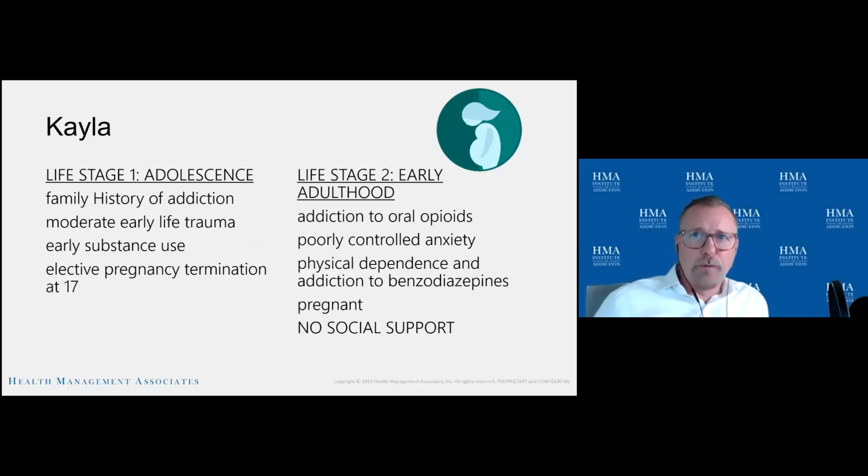And early adulthood, which is when I initially saw Kayla. She had an addiction to oral opioids. She was on about 400 morphine milligram equivalents a day, sometimes 600, depending on how much she could get. She had very poorly controlled anxiety and was also utilizing benzodiazepines and would smoke marijuana intermittently. She, again, is pregnant, and really no social support. The father of the baby's out of the picture. And her mother steps in and out, but creates as much chaos as she helps to alleviate. So not a great situation, but one that's relatively common in this subset of the population.